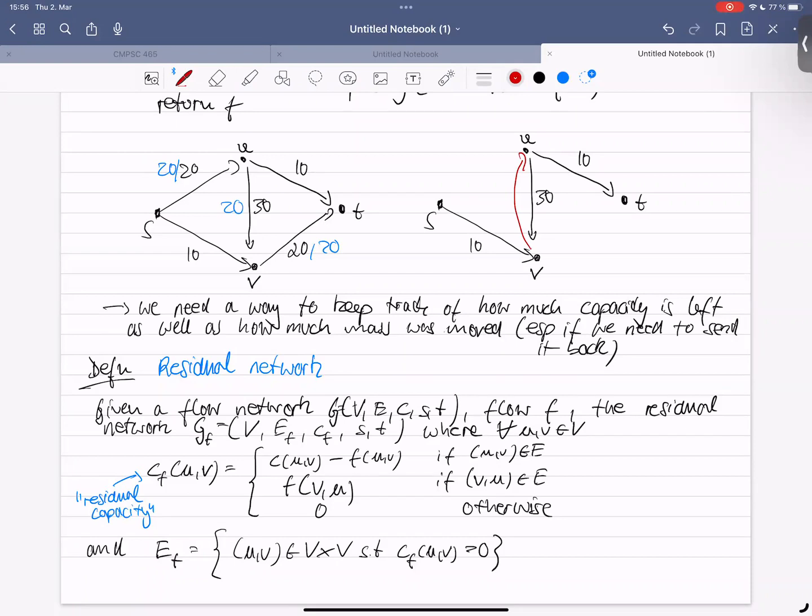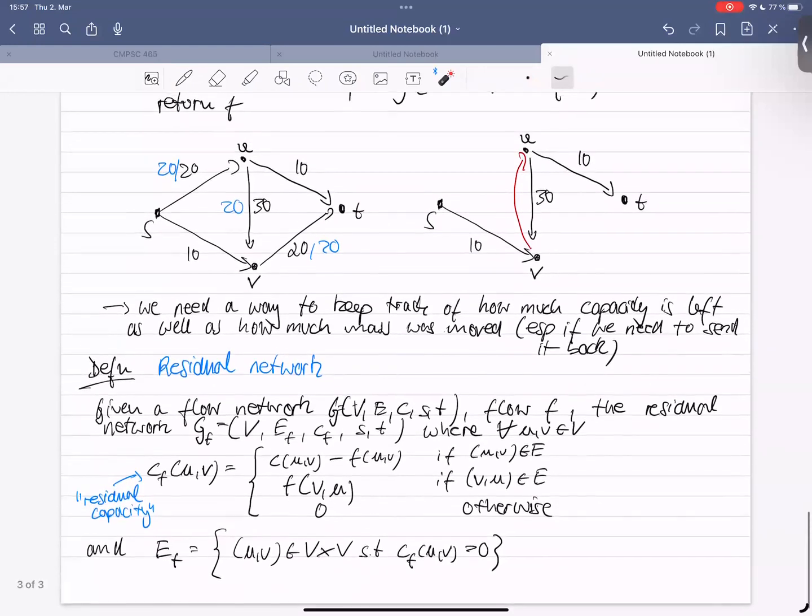No. Any other suggestions before I continue? 30? No, but why 30? Why would you say 30? Ah, so the flow is given to us. We're not changing the flow at this point. At this point, we're trying to only create this residual network. The flow is here. The flow is 20, 20, 20. At this point, we're not changing this.